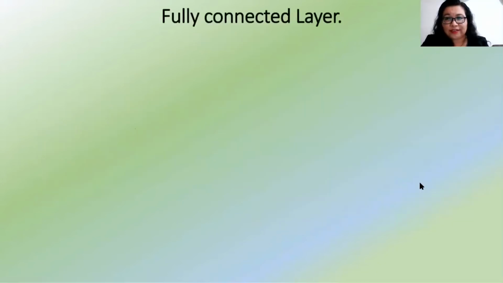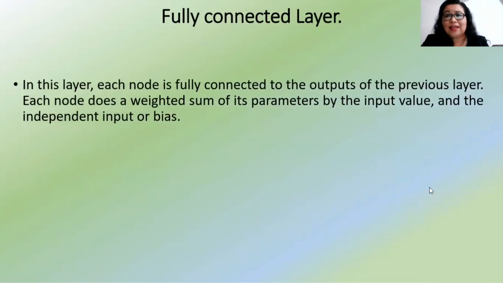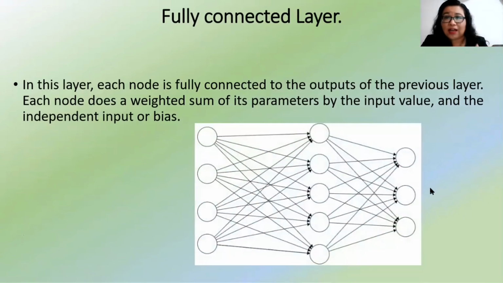Fully connected layers. In this layer, each node is fully connected to the output of the previous layers. Each node does a weighted sum of its parameters by the input value and the independent input or bias. With this, the one with the highest score will be the one with the highest probability. In fact, they make a classification indicating the probability of each class.